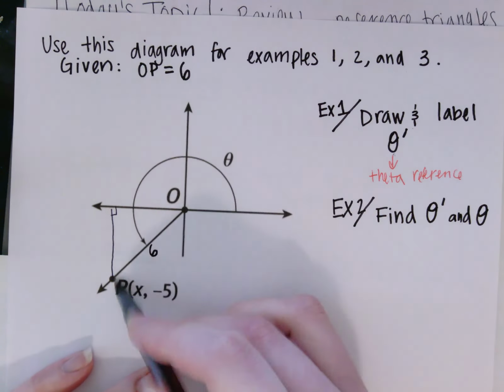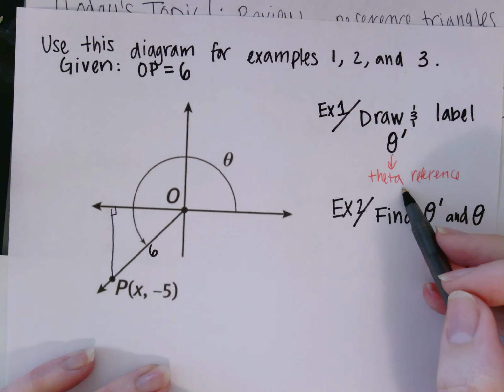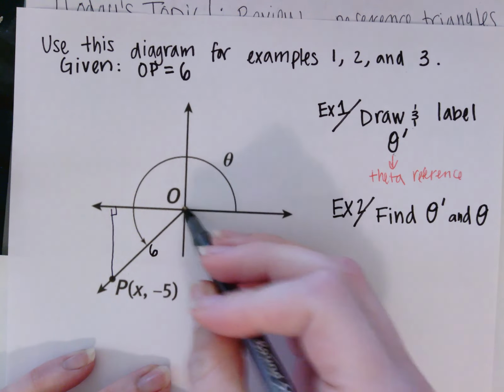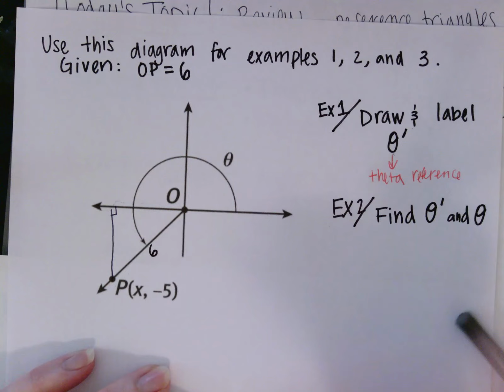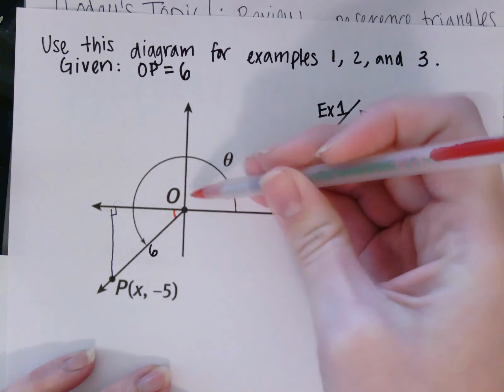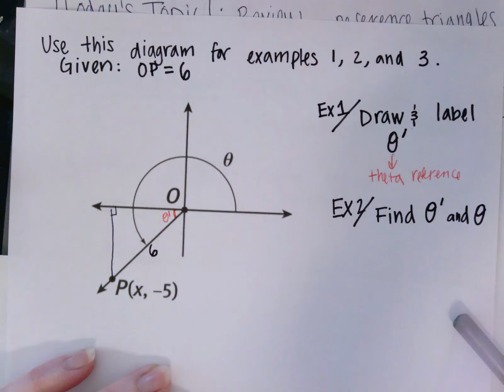Now I have a right triangle, and theta reference is the angle in that triangle closest to the origin. So here's the triangle, here's the origin. The angle that I'm talking about is this one right here. This angle is theta reference.